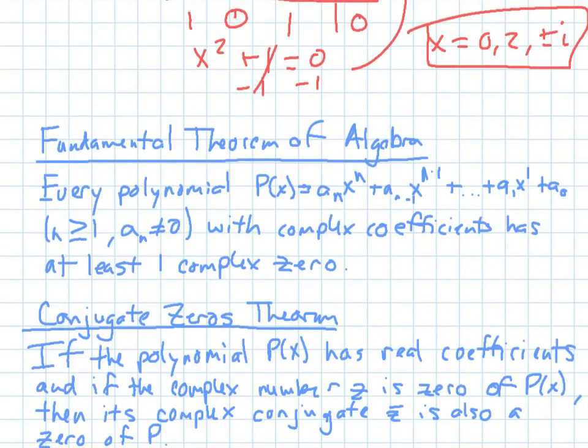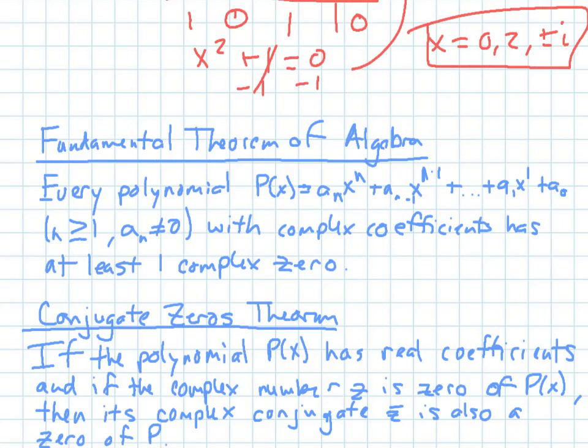Now, the next thing is called the fundamental theorem of algebra. It says that every polynomial written in our general form, when n is greater than or equal to 1 and a sub n is not 0, so the leading term is not 0, with complex coefficients has at least one complex zero. So if you have complex numbers as coefficients for your polynomials, then you have at least one complex answer. Which means if you have one complex, you're also going to have another one.